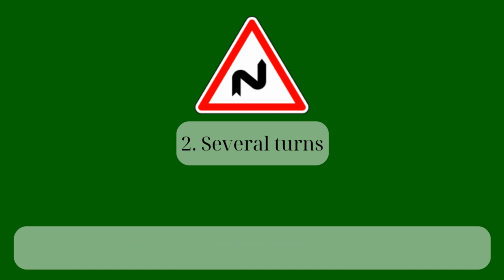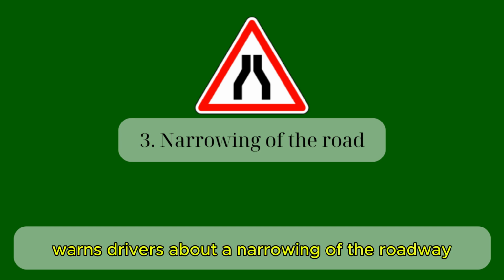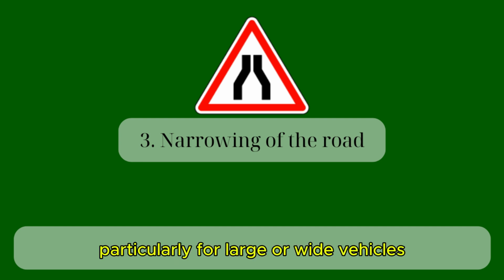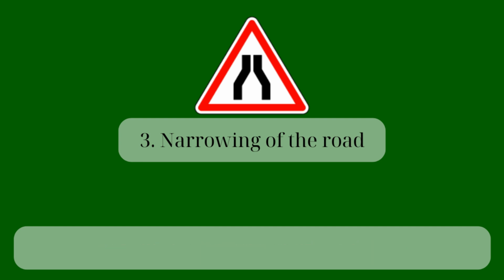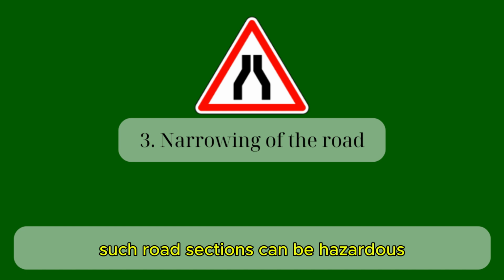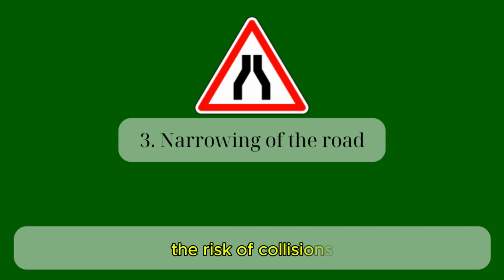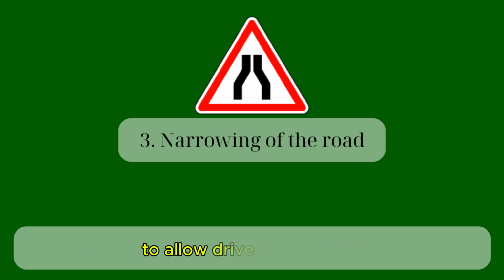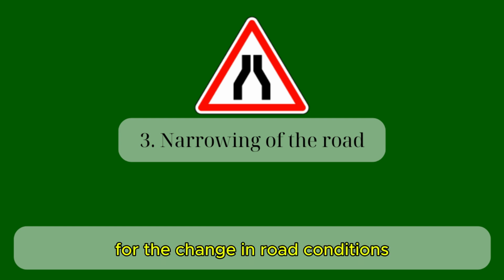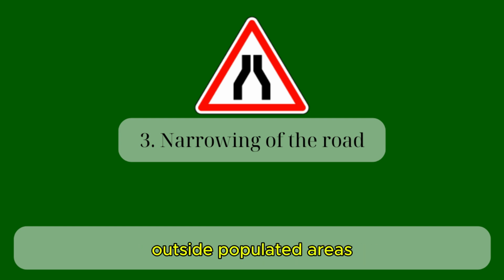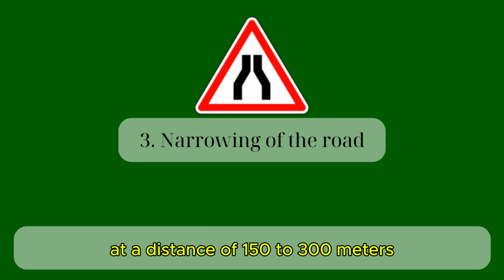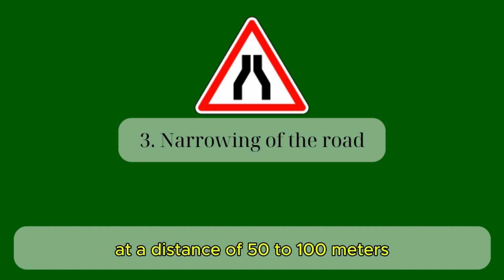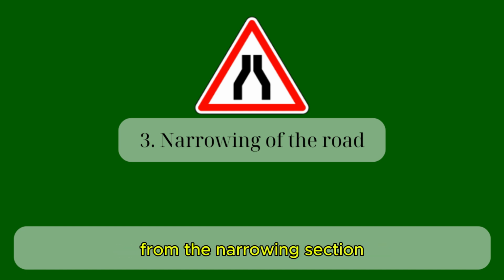This road sign warns drivers about a narrowing of the roadway from both sides, which may create challenges, particularly for large or wide vehicles. Such road sections can be hazardous, as the reduced lane width increases the risk of collisions or difficulties in passing oncoming traffic. The sign is placed in advance to allow drivers to prepare for the change in road conditions: outside populated areas, at a distance of 150 to 300 meters before the narrowing begins; within populated areas, at a distance of 50 to 100 meters from the narrowing section.